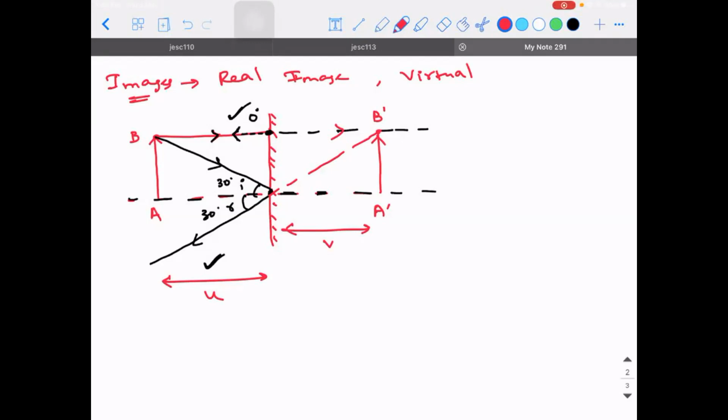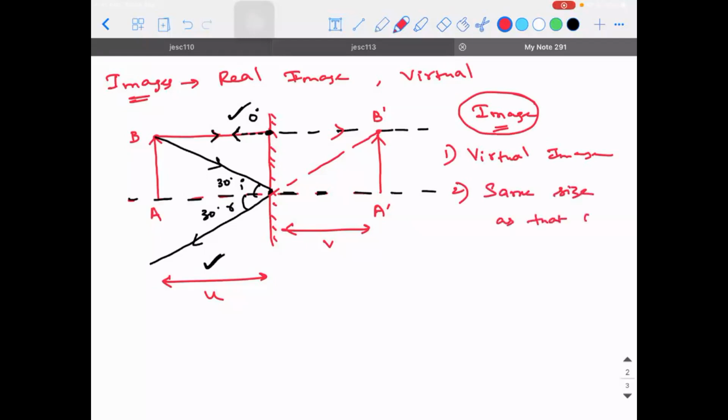Now, let's try to write the data for it. If I have to report about the image, what are all the details I can give? First, it is a virtual image. Second, about the size of the image. So what is the size? It remains the same size as that of the object, right?